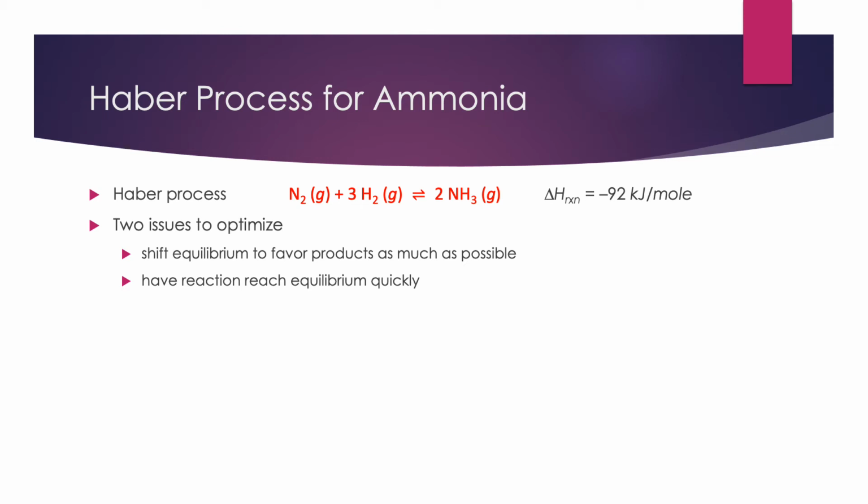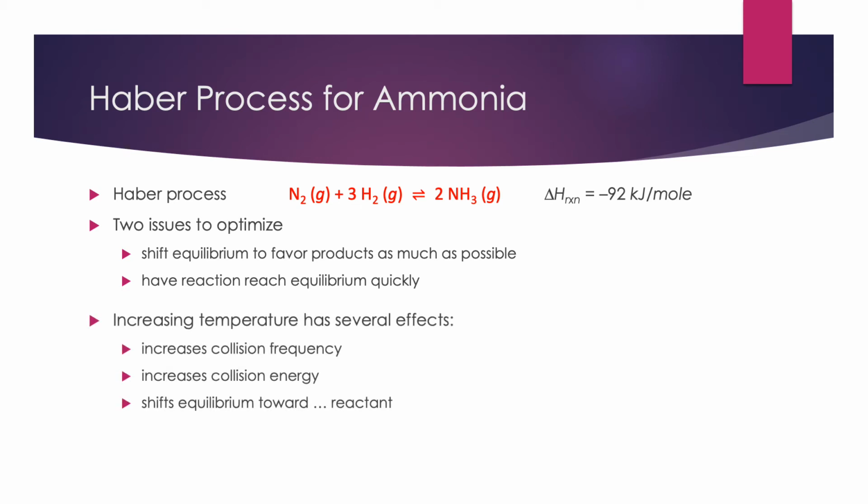There are two issues that industry would like to optimize. First, they want to shift the equilibrium so that it favors products as much as possible. They want to make ammonia from nitrogen and hydrogen. They also would like the reaction to happen quickly. They don't want this to hang around for years and years to take place. They want to get past a very large energy barrier, because remember, that nitrogen-nitrogen bond is very strong. It takes a lot of energy to get that to break so that you can make the ammonia. So these are the issues that industry might face with this.